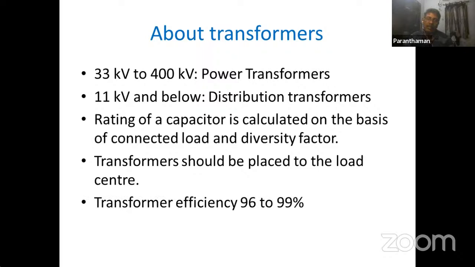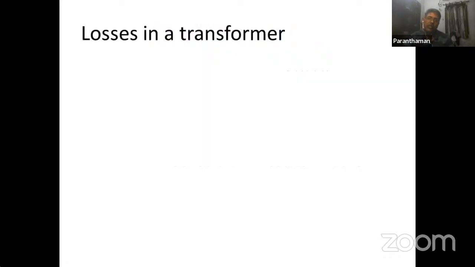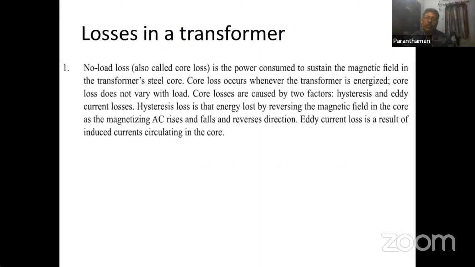Generally, the transformer efficiency varies from 96 to 99%. Losses in a transformer: no load loss. The no load loss is the humming sound we hear in a transformer whenever we energize it, even without connecting load. It is called the magnetic no load component, and it is the magnetizing load. During no load also, there will be some losses due to two major factors. One is eddy current loss, the other one is hysteresis loss.